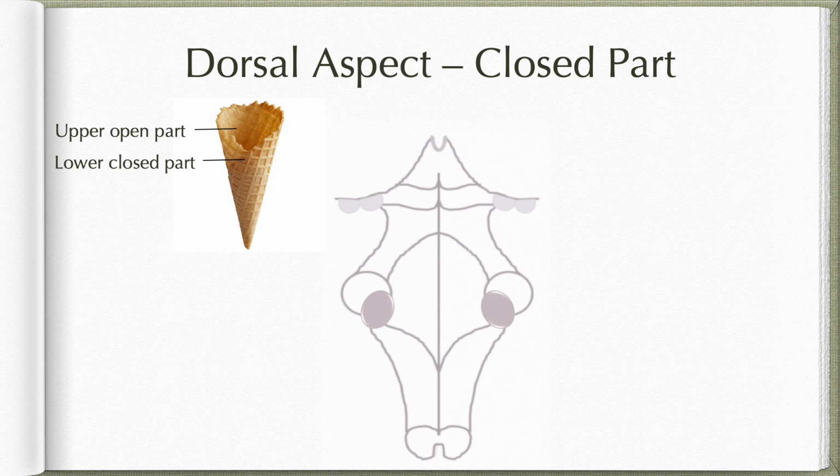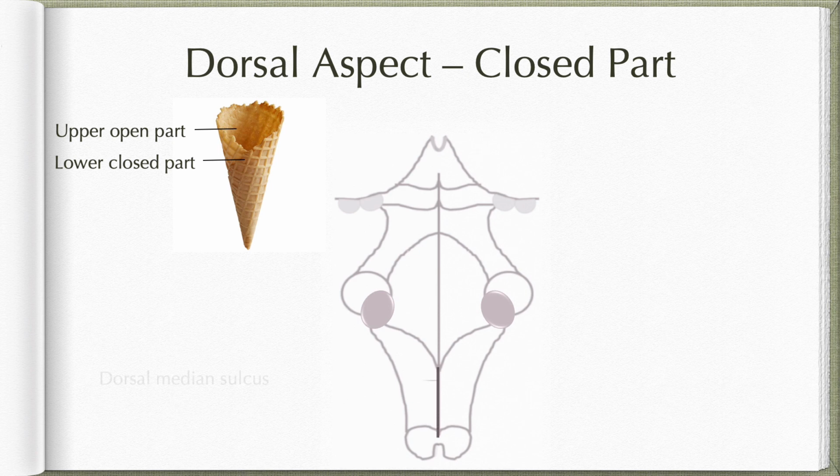As we are seeing in the ice cream cone here, the lower closed part and the upper open part are in two separate planes. One, the upper open part, is the inside of the ventricular cavity, whereas the lower closed part is the dorsum of the neural tube itself. So let us first consider the dorsal part of the lower closed portion.